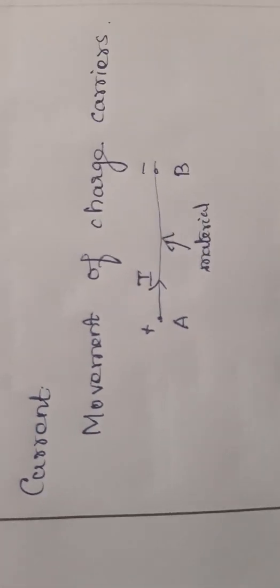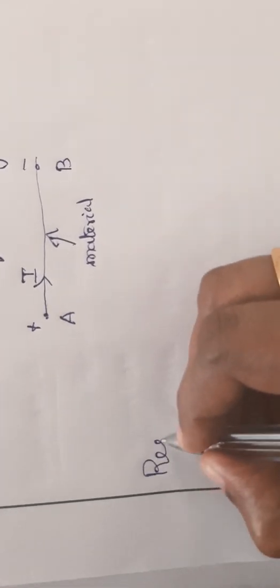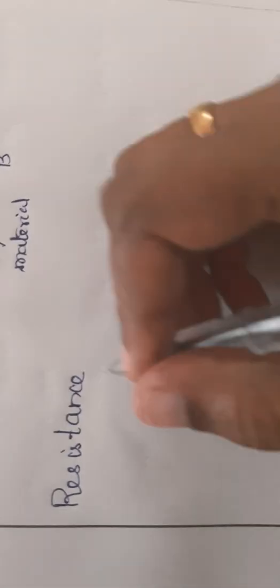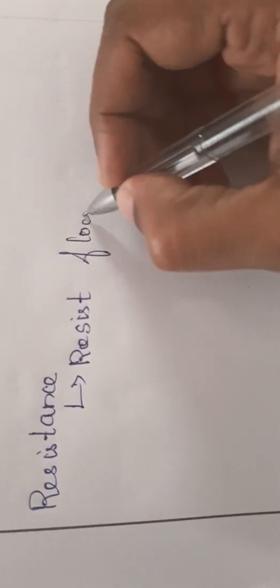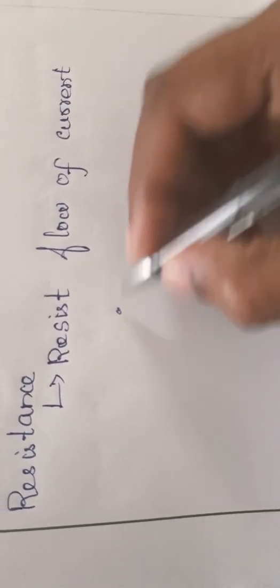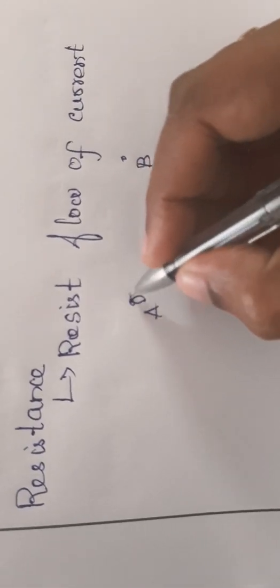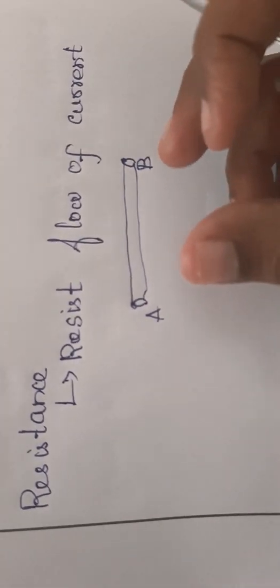So this is about the current, and next we can see about the resistance. What do you mean by resistance? In the name itself we can see that resistance means it resists the flow of current. When a lot of current comes, it reduces it and sends less. Now we are taking 2 points, A and B, connected by a wire, which may be copper or iron or anything, even wood.